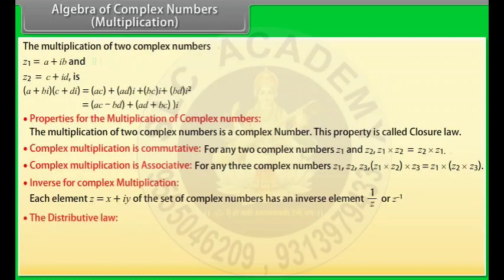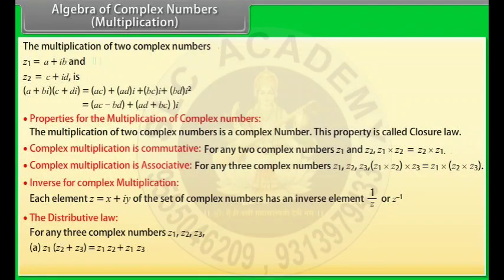The distributive law. For any three complex numbers z1, z2, z3, z1 into (z2 plus z3) is equal to z1 into z2 plus z1 into z3. (z1 plus z2) into z3 is equal to z1 into z3 plus z2 into z3.